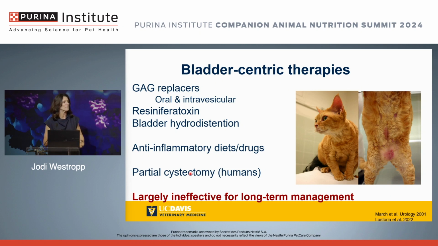Other things like anti-inflammatory diets and drugs have been proposed. And in humans, there are some case reports looking at partial cystectomies to try to improve clinical signs. But largely overall, these are not effective, particularly in long-term studies. The signs continue to come back.